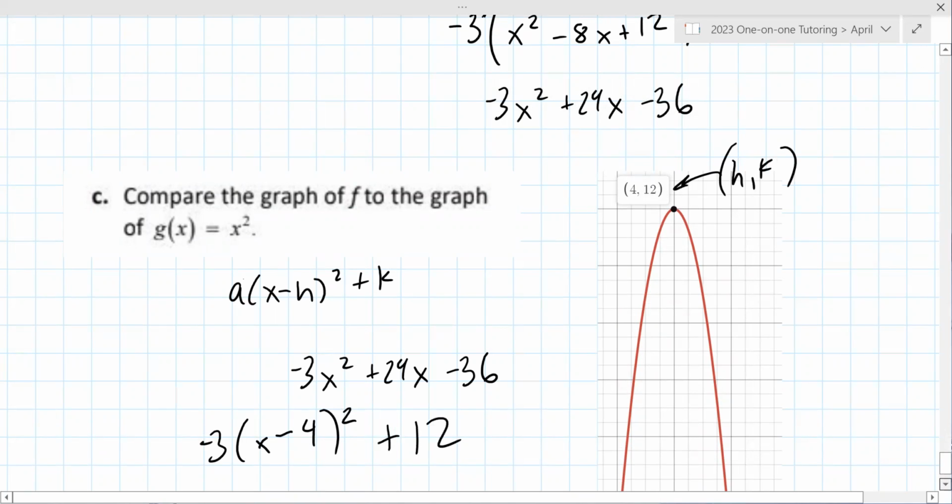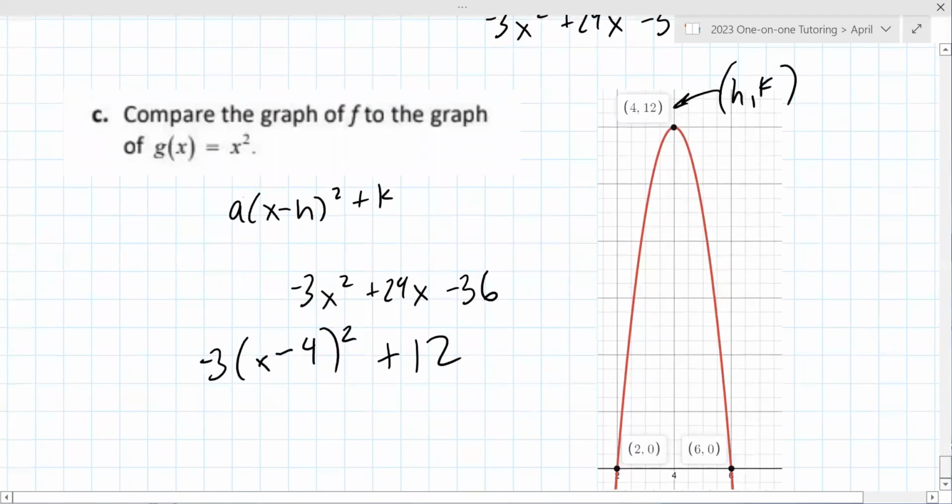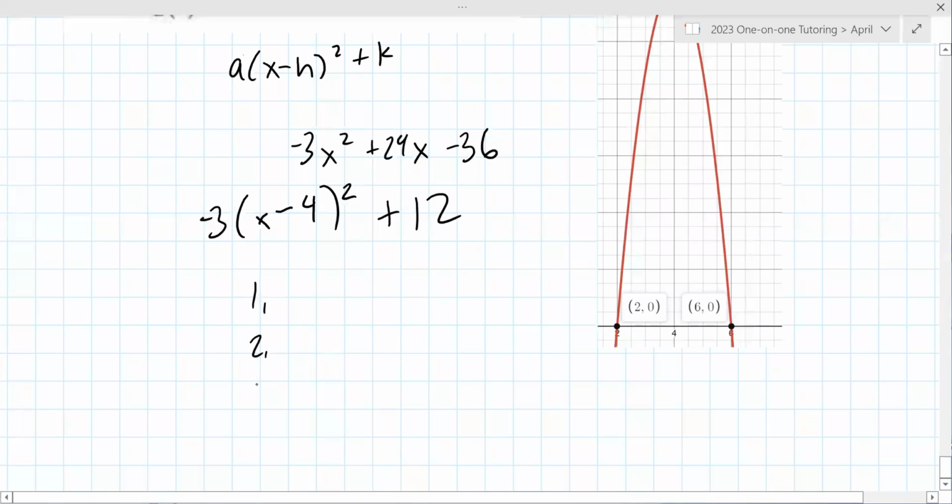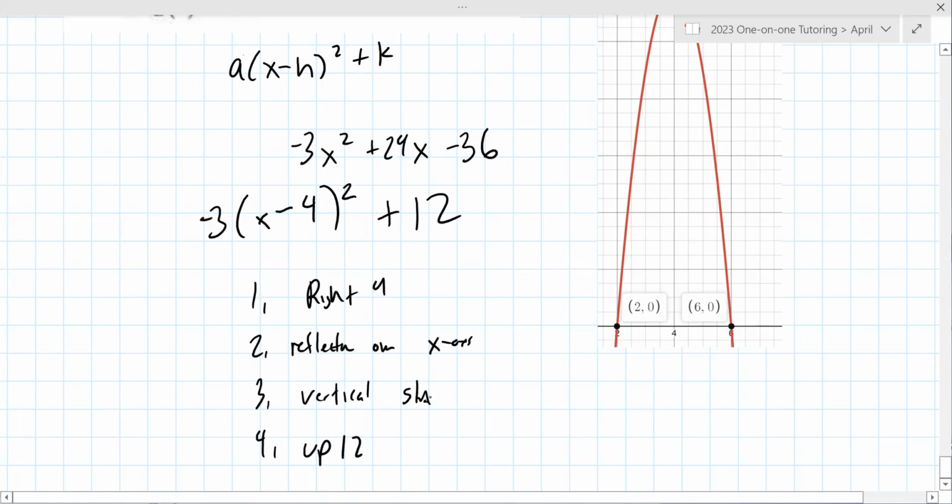Yes. Now you can give me the 1, 2, 3, 4 transformations. So it's reflection over the x-axis. To the right 4, up 12, and then vertical stretch by a factor of 3. Good.